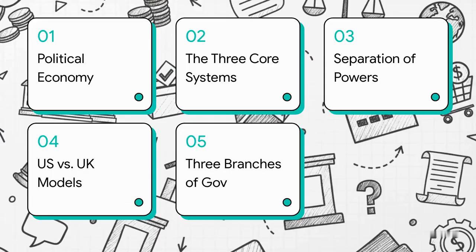Okay, so here's our game plan. We're going to start with the big picture, the whole political and economic environment that actually shapes the law. Then we'll dive into the three core systems and the super important principle of separation of powers. We'll even put the US and the UK side by side to see how they do things differently. And finally, we'll get into the real nitty-gritty of the three branches of government. It's all about starting broad and then zooming in so you can see how all these pieces perfectly fit together.